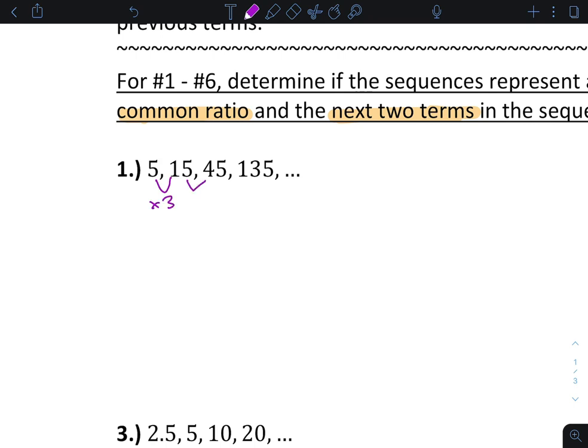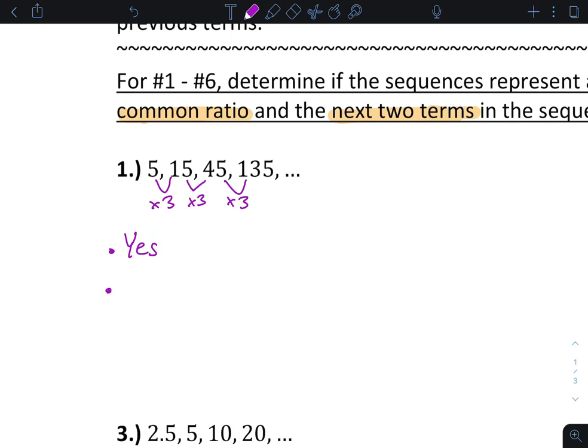Let's see what happens from 15 to 45. Well, one of the possibilities was adding 10. Well, clearly 15 plus 10 is not 45, but 15 times 3 is 45. And so on. 45 times 3 would be 135. So here for number one, yes, we do have a geometric sequence.